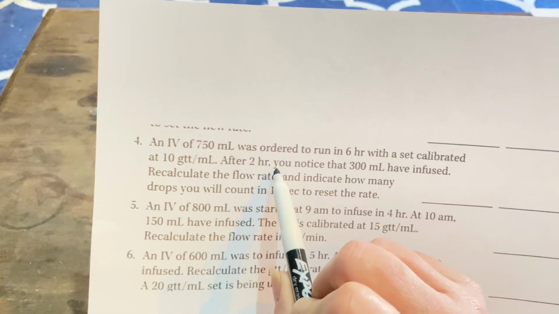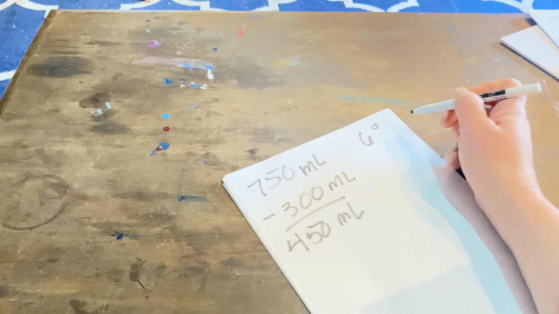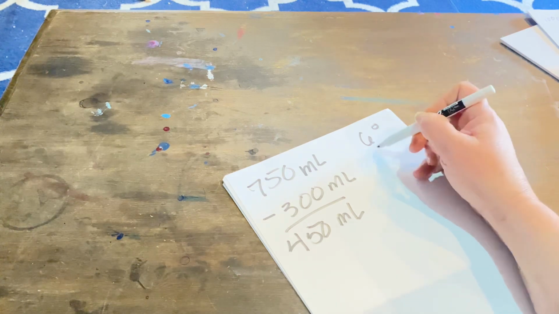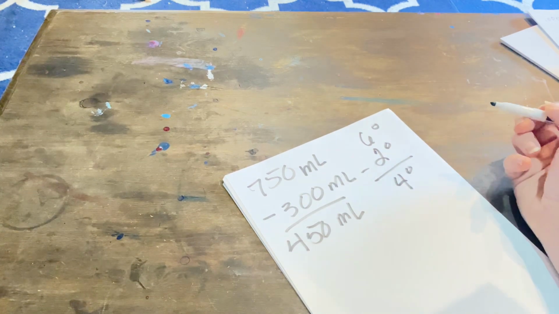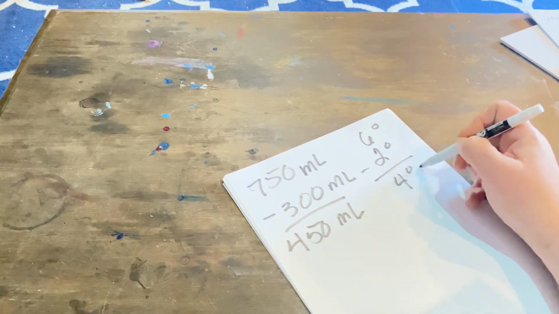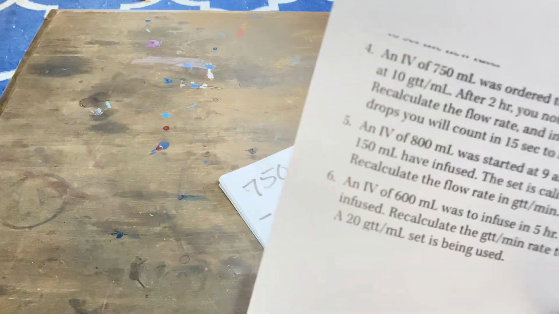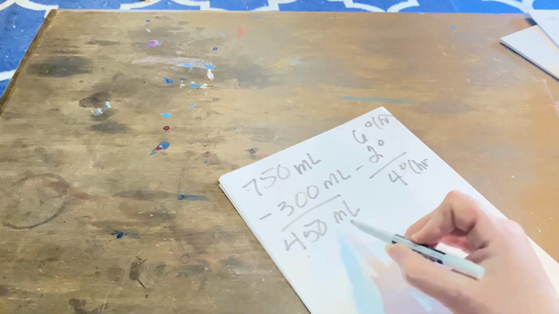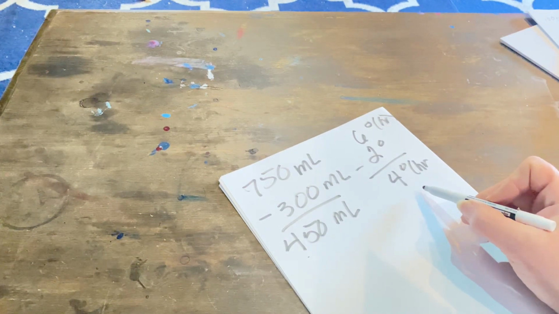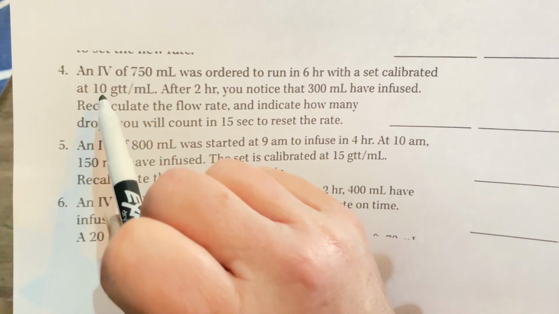After 2 hours, so we got to take 6 hours. Sometimes they use that little 0 right there as hours. And so that's what I'm going to do. Minus 2 hours is going to be 4 hours. Okay. Y'all get used to that because that's how the doctor's going to write it. No, they probably got to write that sucker out. So we have 450 milliliters. We have 4 hours, and the drop rate is 10.